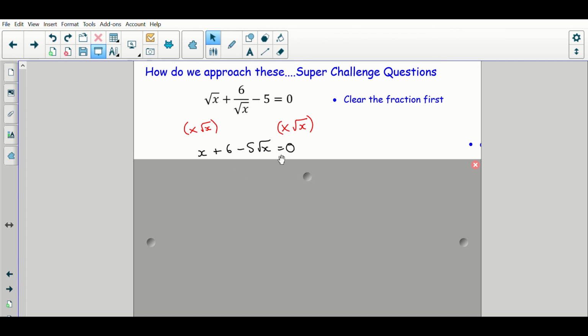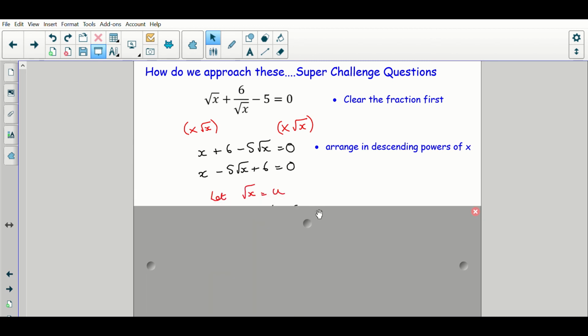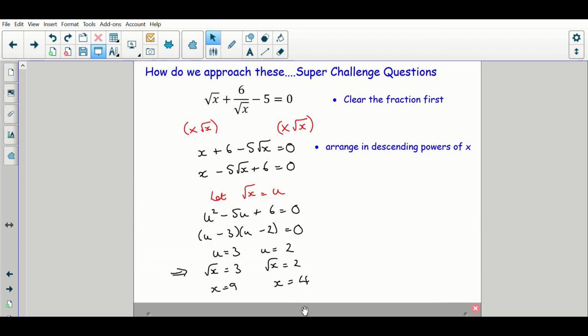What we really want to do here is write this in descending powers of x. So we're going to start with the highest power of x, which is x to the 1, and then the next power of x, which is root x, or x to the half, and then we've got the constant on its own, and then we should see that we've got a disguised quadratic. So we can carry on as before, let root x equal u, and solve as we've done before. Okay, so that's just one with fractions in.